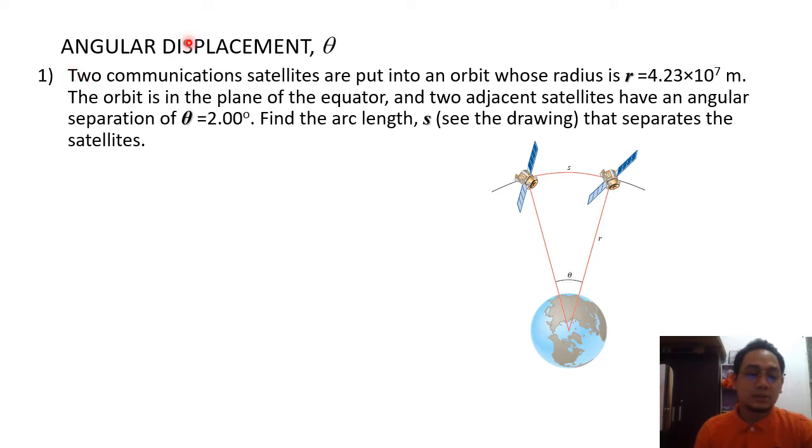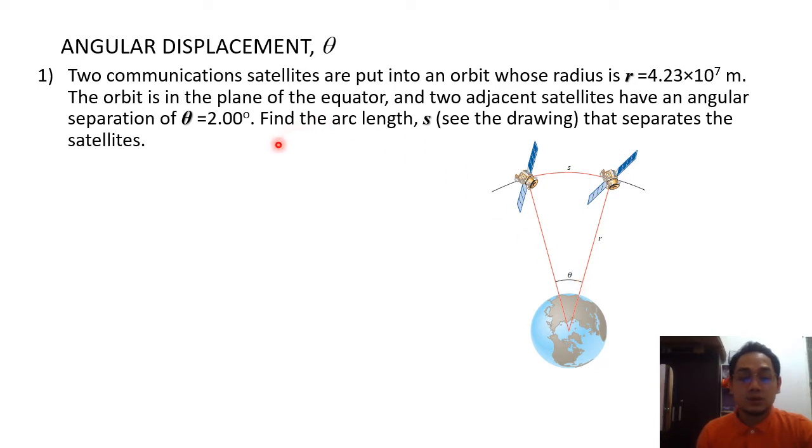Question 1, which is about angular displacement, or the symbol theta. In this question, two communication satellites are put into an orbit whose radius is r equal to 4.23 times 10 to the power of 7 meter. So the radius from the satellite to the center of the earth is given. The two adjacent satellites have an angular separation of theta equal to 2 degree. So these two satellites are separated by a 2 degree angle.